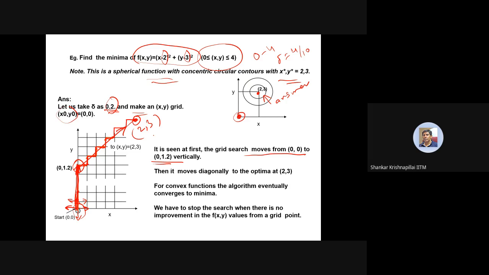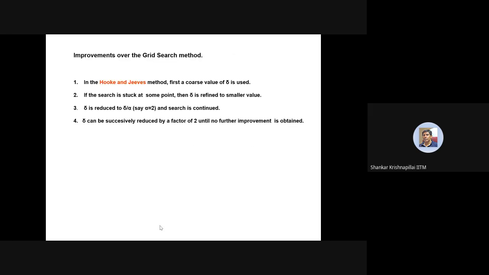Okay. So for a convex objective function, the algorithm will eventually converge to the minimum. Okay. And we have to stop the search when there is no improvement in the f of x, y value from a grid point. Suppose a particular grid point is giving the best value and all the 4 surrounding points are giving higher values of the objective function. Then you can stop the grid search there.